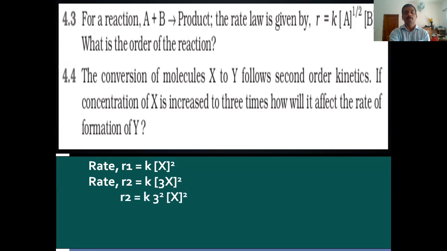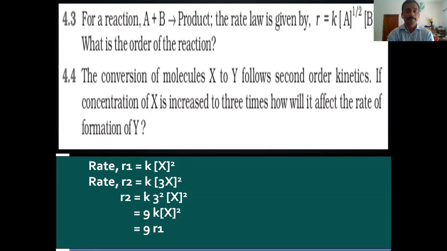Or R2 is equal to K into 3 square into concentration of X square. 3 square is 9. 9 into K into X raised to 2. You compare this equation and this equation. K X square is equal to R1. So we can write it as 9 R1. So what happens to the rate of formation of Y? The rate of formation of Y increases 9 times. 9 times increase in the rate of formation of Y.